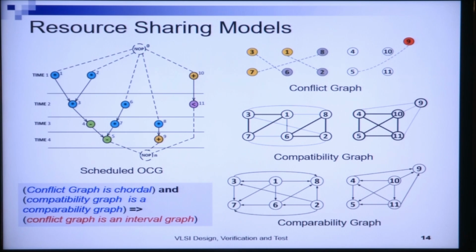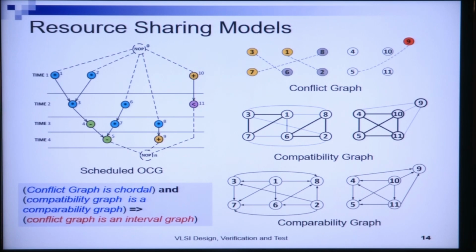But why are we studying these graphs? By studying the chordal graphs and the comparability graphs, we can find out whether the graph is an interval graph or not. If my conflict graph is a chordal graph and the compatibility graph is a comparability graph, then the conflict graph is an interval graph. Here this conflict graph is a chordal graph because there are no cycles of more than 3. In fact, there are no cycles in this graph, and hence this conflict graph is a chordal graph. We have seen that this compatibility graph is a comparability graph, and therefore, this conflict graph now becomes an interval graph.